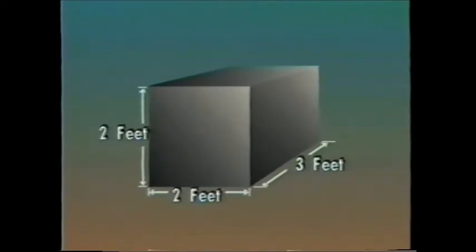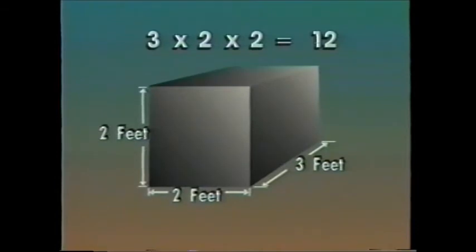The volume of a container can be calculated from its dimensions. If this rectangular container is 2 feet wide, 2 feet high, and 3 feet long, we can find its volume by multiplying these values together. The formula for the volume of a rectangular container is length times width times height. In this example, 3 times 2 times 2 is 12. So the total volume or capacity of this tank is 12 cubic feet. If the tank is half full, it contains 1/2 of 12 or 6 cubic feet of liquid.